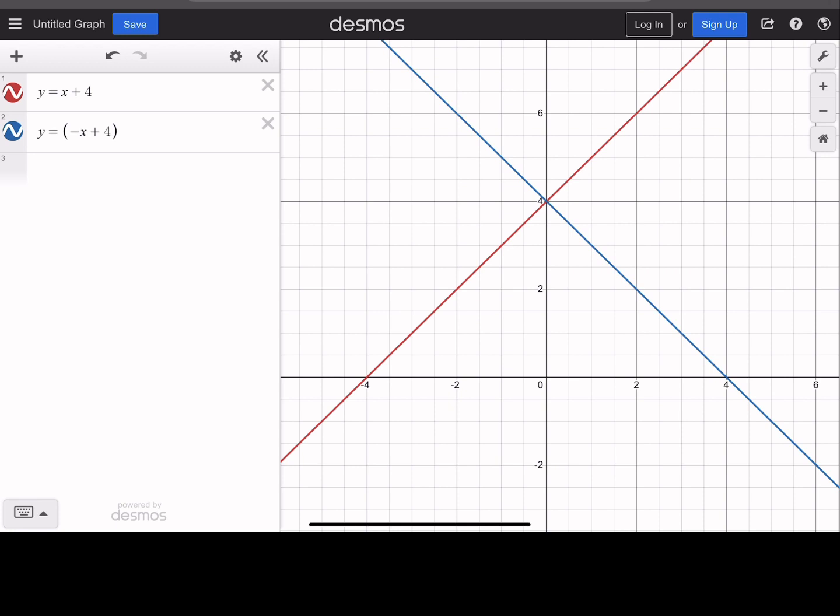Now we see that it's right at the beginning of the x-axis, so it has an x value of 0. So the invariant point here is at 0 and 4.